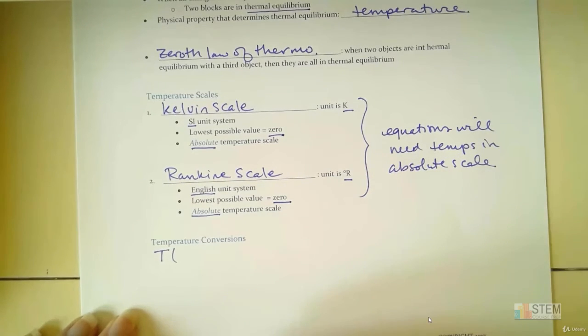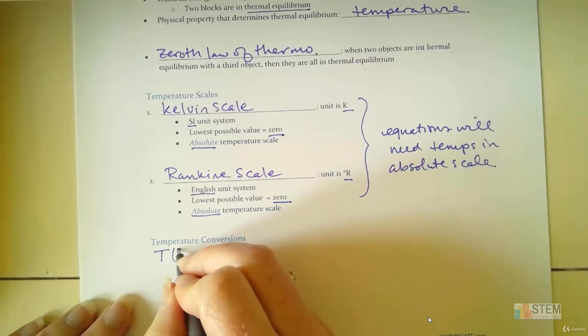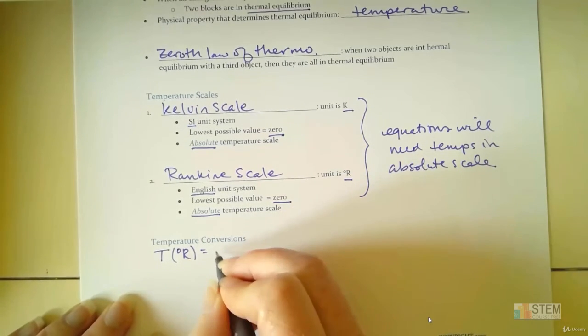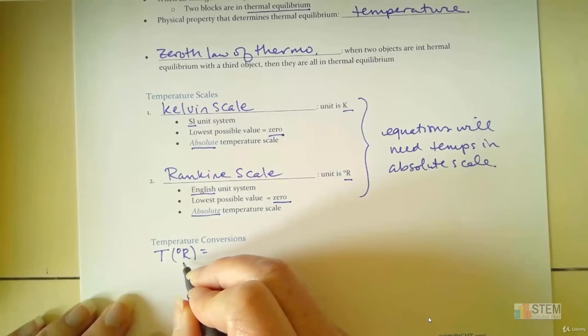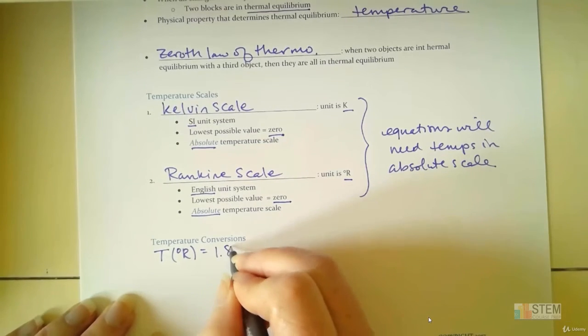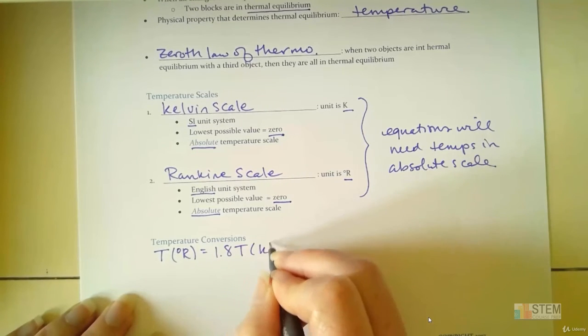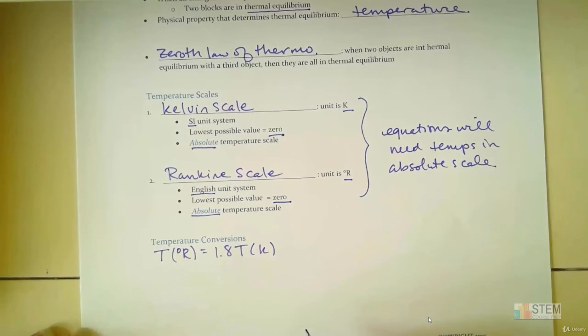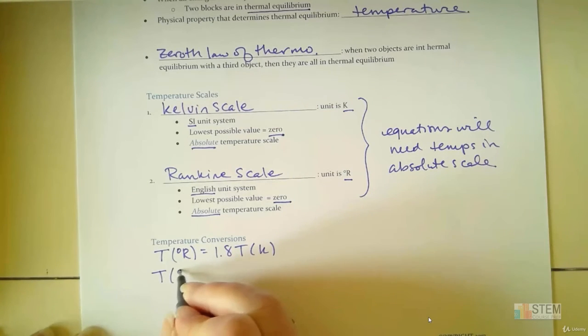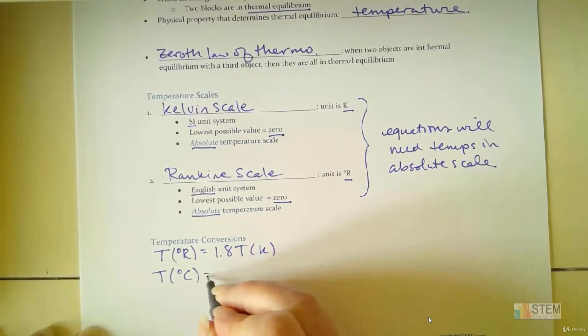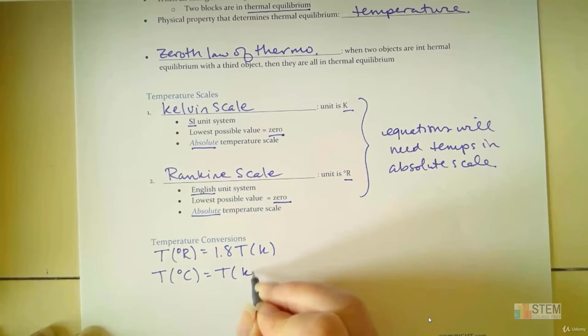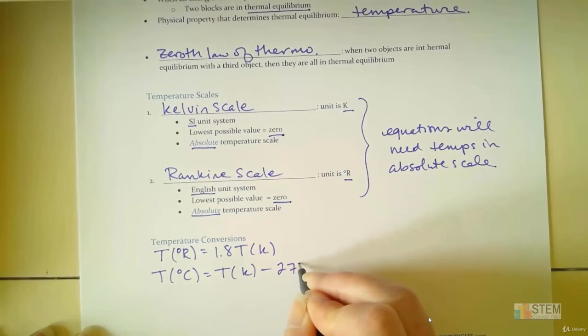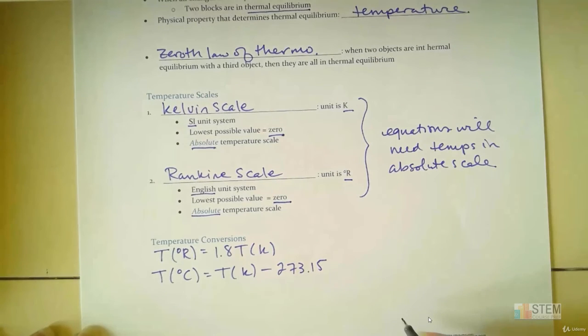Okay, so our temperature conversions. This will help you convert from Fahrenheit and Celsius over to Kelvin and Rankine, and vice versa. So let's say we're given a temperature in Kelvin and we want to convert it over to degrees Rankine. To do that, you're going to multiply 1.8 times that temperature in kelvins, and that'll give you your temperature in the Rankine scale. Now, if you're given a temperature in kelvins and you want degrees Celsius, what you need to do is take that temperature in kelvins and then subtract 273.15.